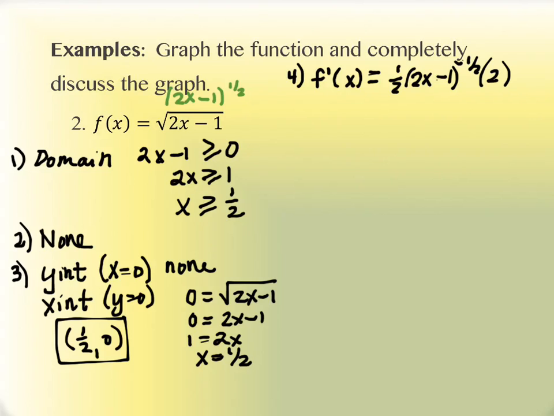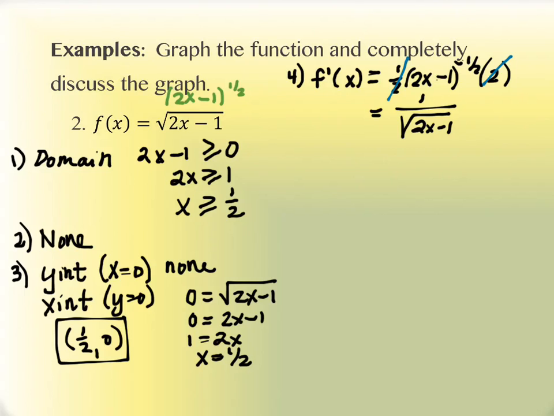Excellent. And what beautiful thing happens here right off the bat? The 2 and the 1/2 cancel, which is awfully nice. So I actually end up getting 1 over the square root of 2x minus 1. Everybody good with that? Okay.